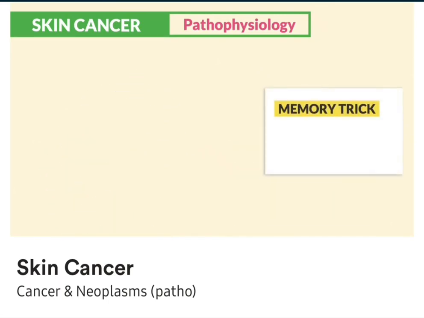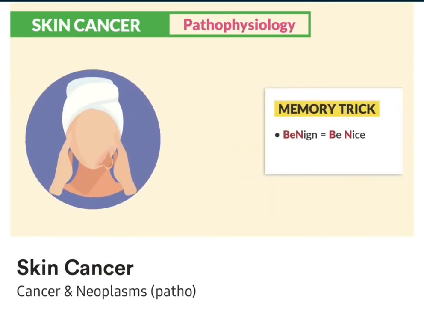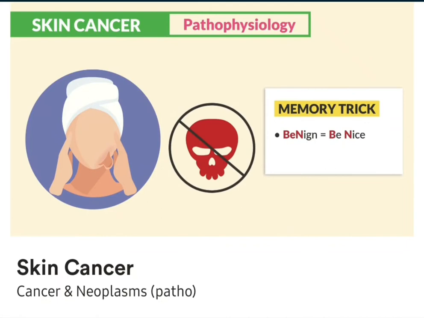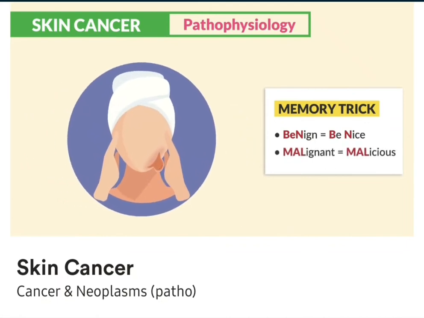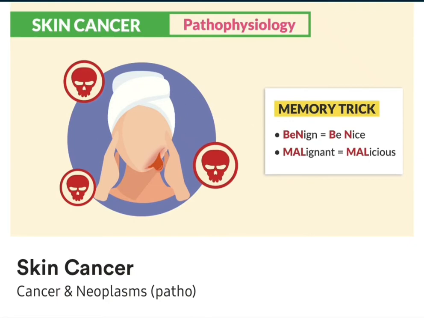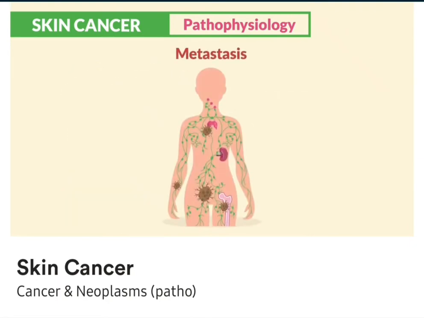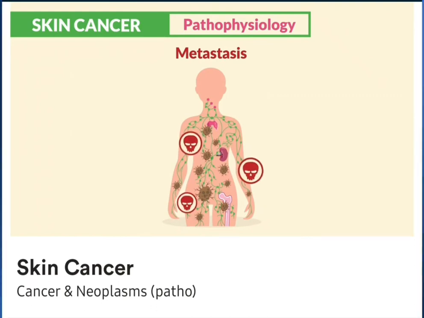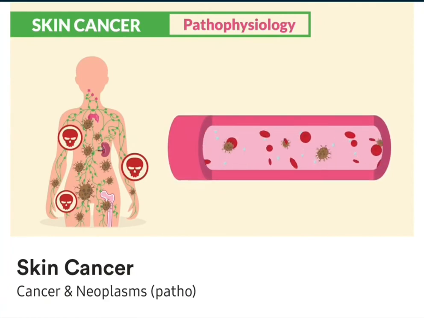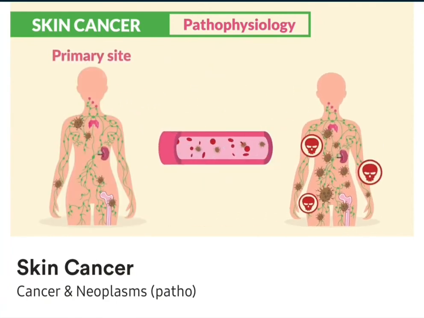So the memory trick, just think benign is like be nice. It's non-deadly. And malignant is very malicious, very, very deadly. So be sure to write that down. Now, metastasis means that the cancer has spread to other locations in the body, as mentioned before. Like when a malignant tumor gets inside the nearby blood or lymph vessels, it can travel from the primary site to the secondary site elsewhere.